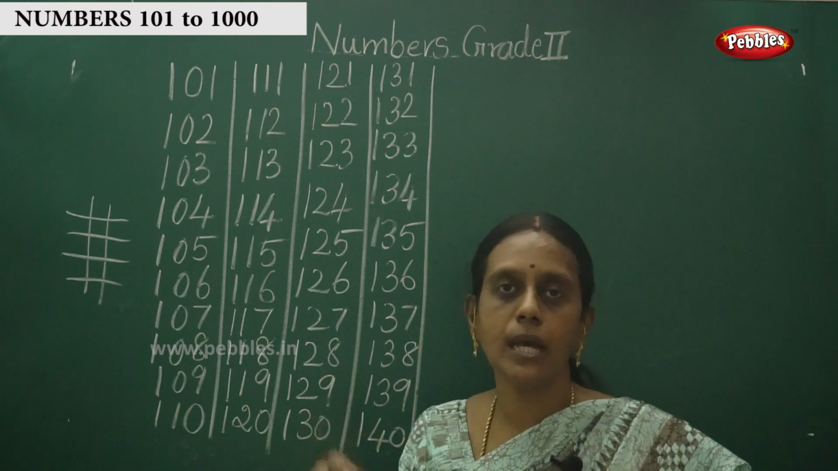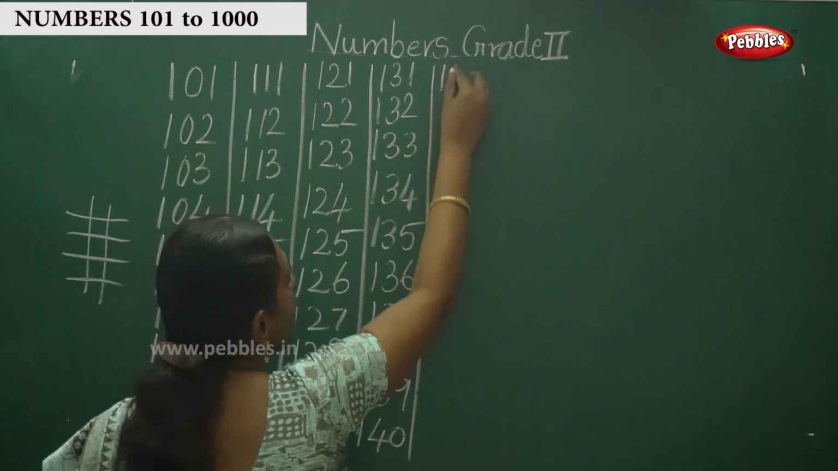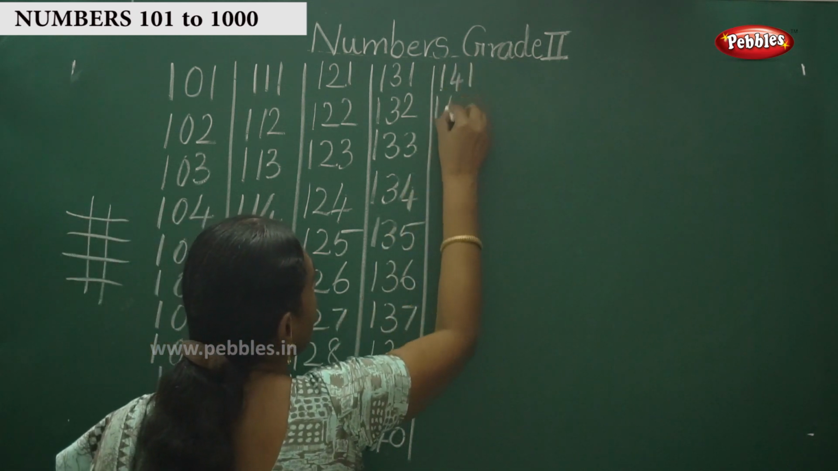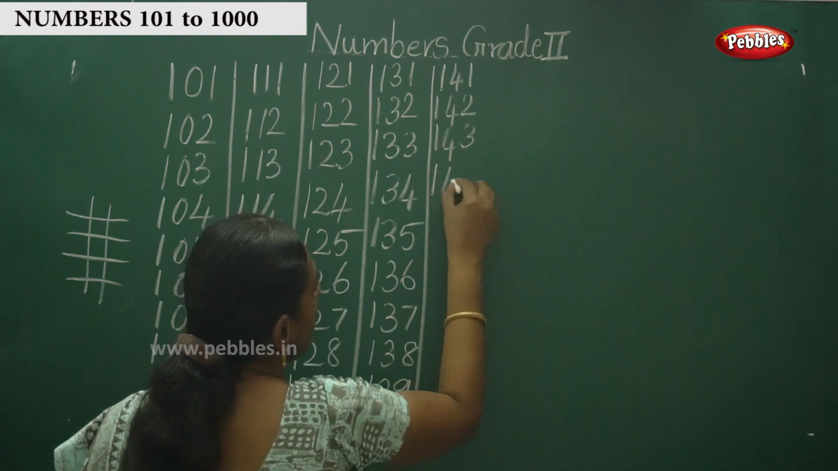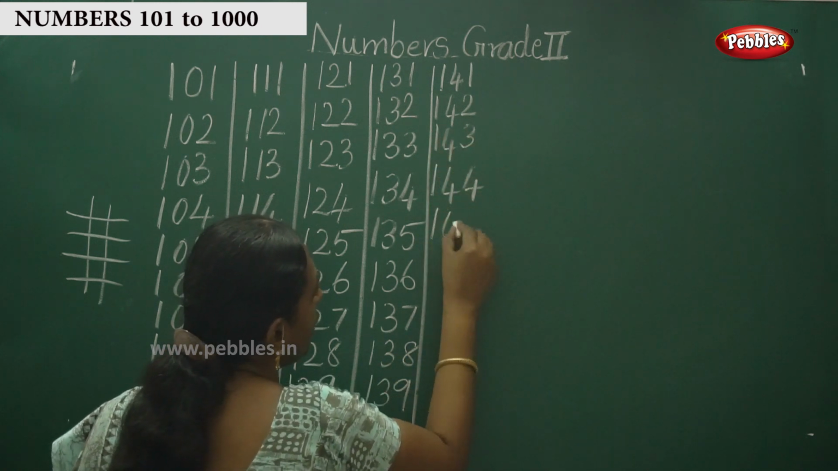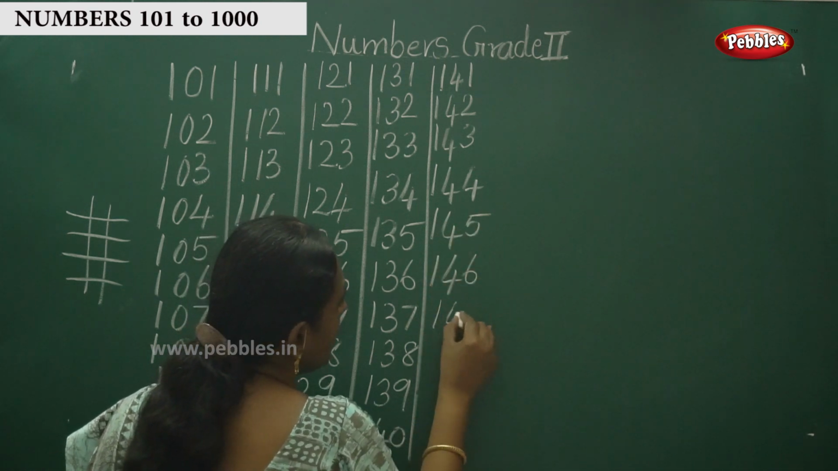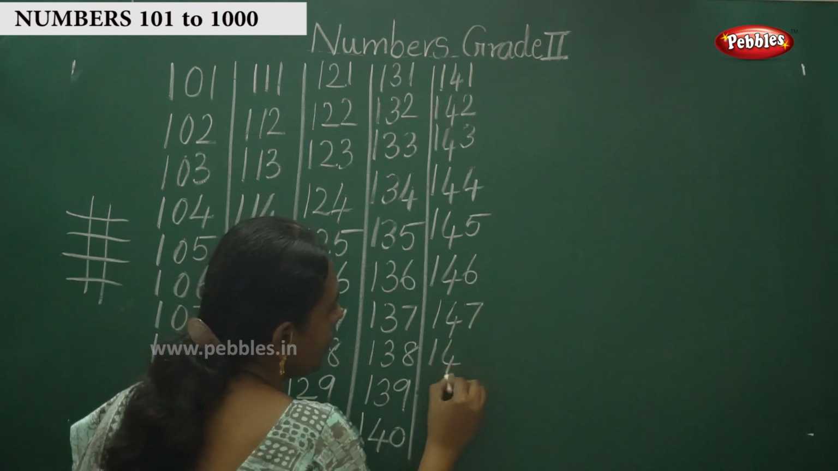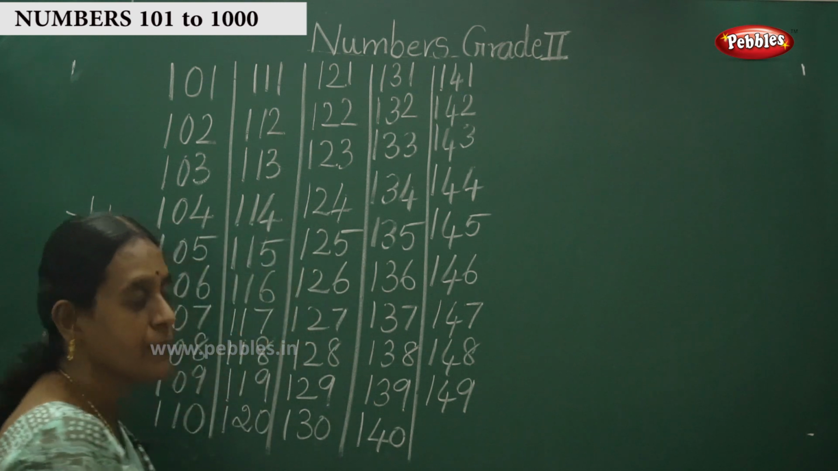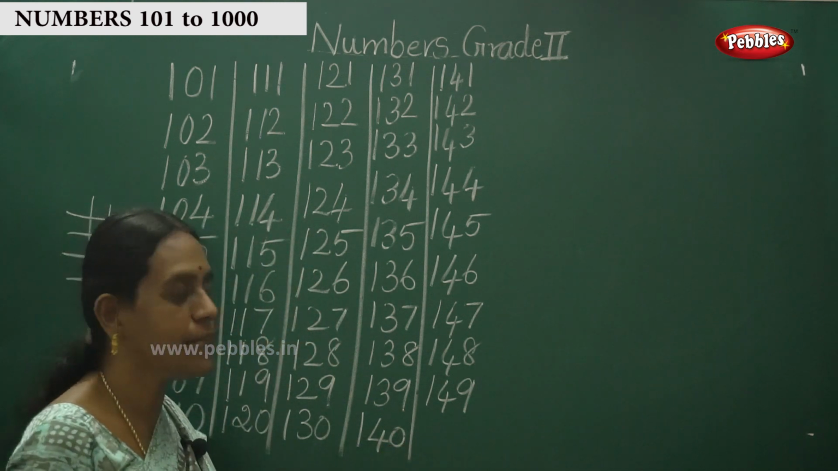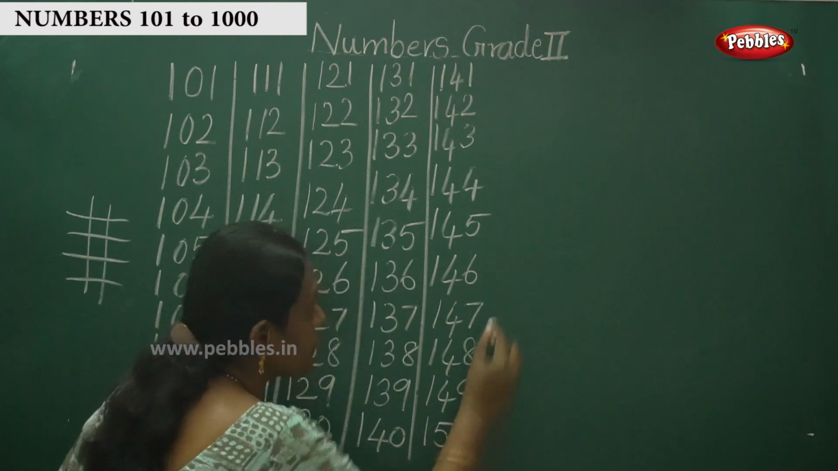ஓகே, அப்சர்வ் இட் அண்ட் ரைட் இட் டவுன் சில்ட்ரன். And 140, next 141, 142, 143, 144, 145, 146, 147, 148, 149, and next one after 49 is 50. So 150.